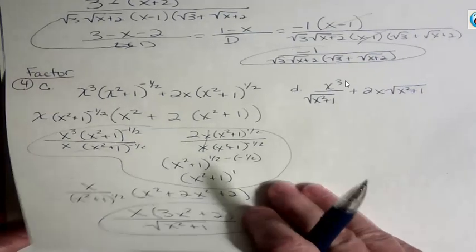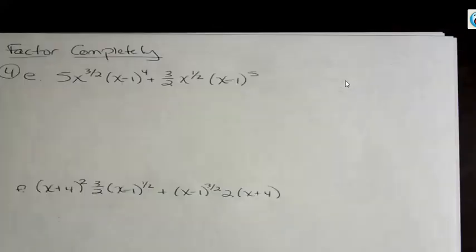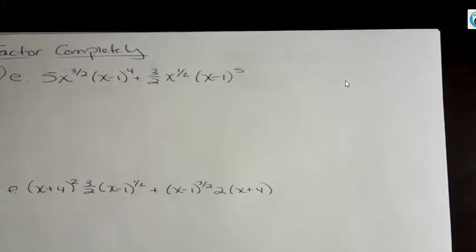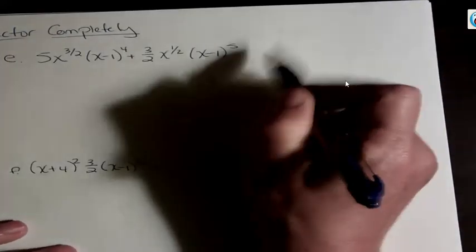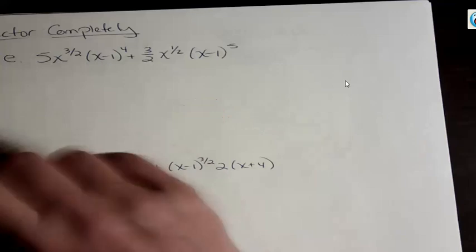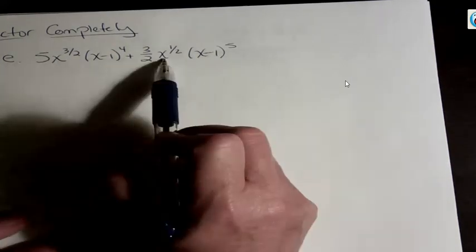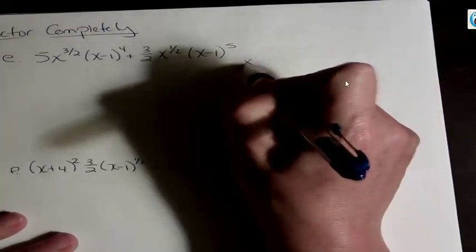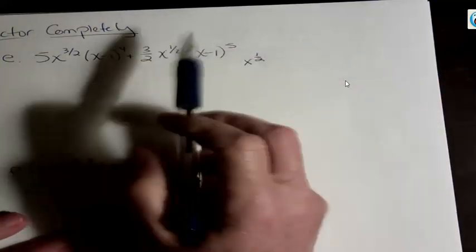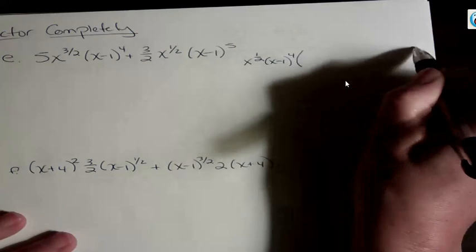Okay, number 4E, we're taking out the same thing again. We're going to take out what they have in common, and I'm going to start by writing what they have in common over here. So 5 and 3/2, I'm not going to take anything like that out. There is a standalone x. The smaller of those is 1/2, so I'm going to take out x to the 1/2 power. And then I have x minus 1, and the smaller of those powers is 4, and then I want to figure out what goes in here.